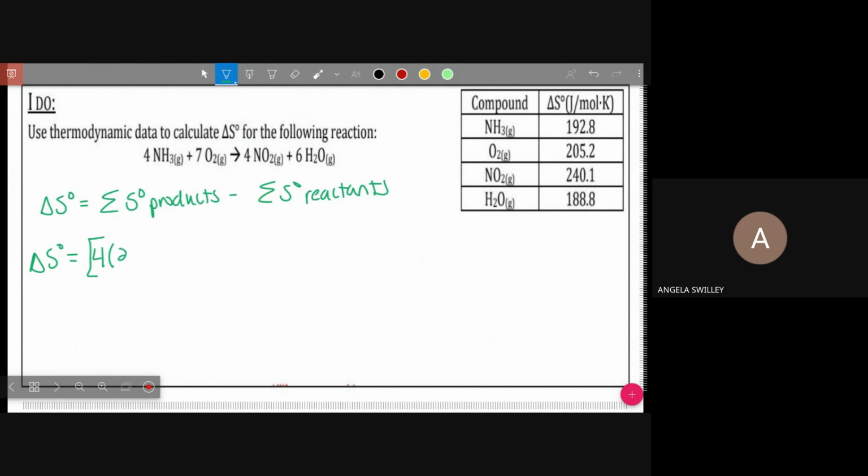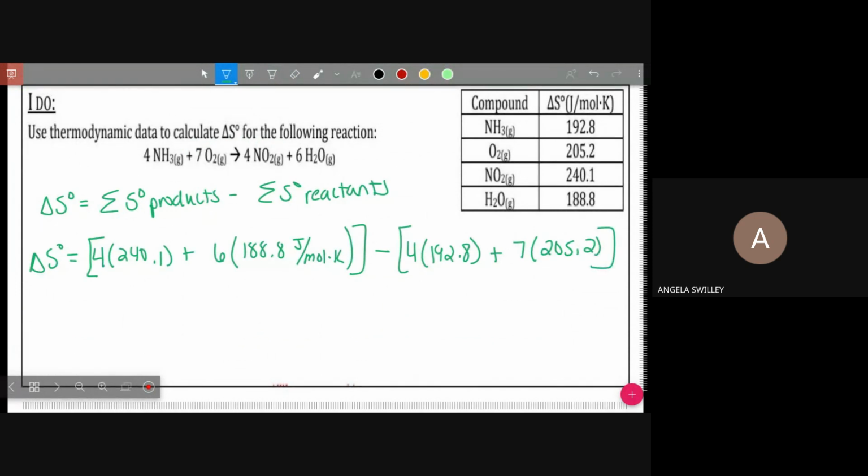NO2 is 240.1. Then we add that to the other product. We have 6 moles of water, so we say 6 times 188.8. These are all joules per mole times Kelvin, and you can rearrange those, but all of these should have that. I was afraid I was going to run out of room, so I'm not going to write any more of them. Then we subtract the reactants. We have 4 moles of NH3, and NH3 is 192.8 for its entropy. Then you add that to oxygen, which has 7 moles, and oxygen's entropy is 205.2.